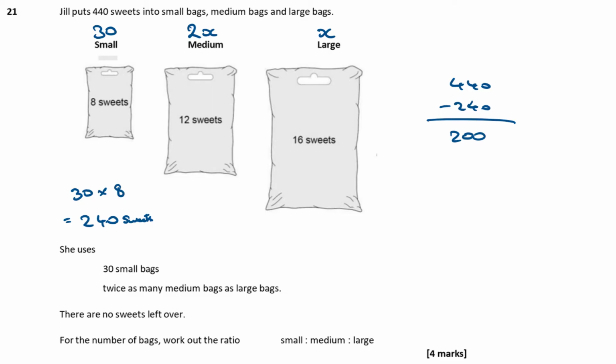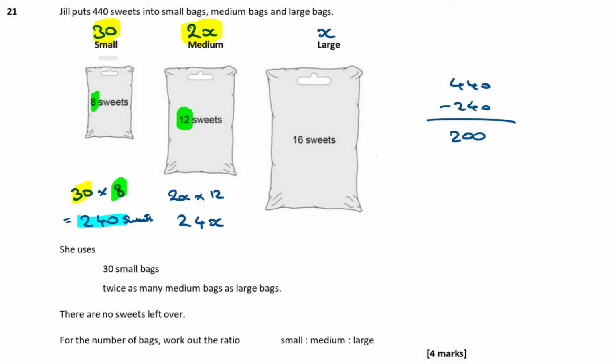Now the medium bags, if I've got 2x bags and each bag contains 12 sweets, I'm going to do the same thing as I did with the small bags. With the small bags, I took the number of bags and I multiplied it by the number of sweets, and I got the total number of sweets in those bags, didn't I? Okay, and that came out to be 240. Now I'm going to do the same thing here. I'm going to take the number of bags, 2x, and multiply it by the number of sweets, 12, and I'm going to get the total sweets in those bags. So 2x times 12, what's 2x times 12? That's going to be 24x.